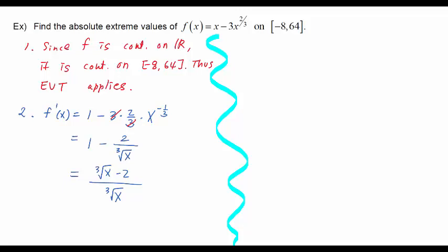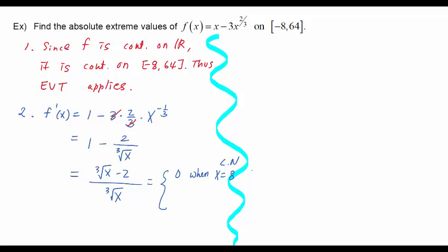So when is f prime 0? If the cube root of x on the top was 2, 2 minus 2 will give you 0. And cube root of what is equal to 2? That will be 8. So x equals 8 is a critical number because cube root of 8 is 2, and 2 minus 2 is 0. The numerator will be 0 and the denominator isn't. Therefore, f prime will be 0 at x equals 8.